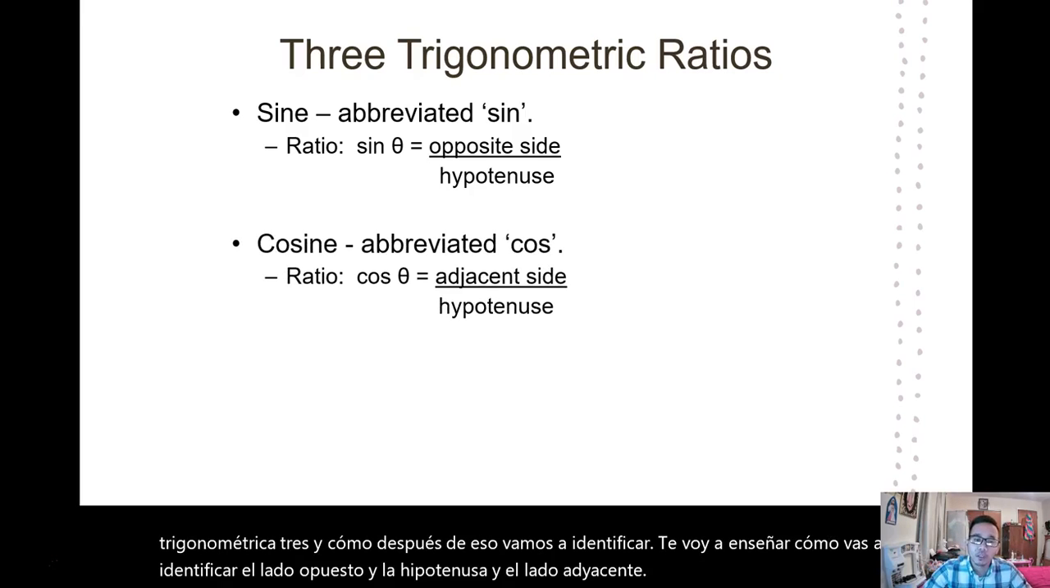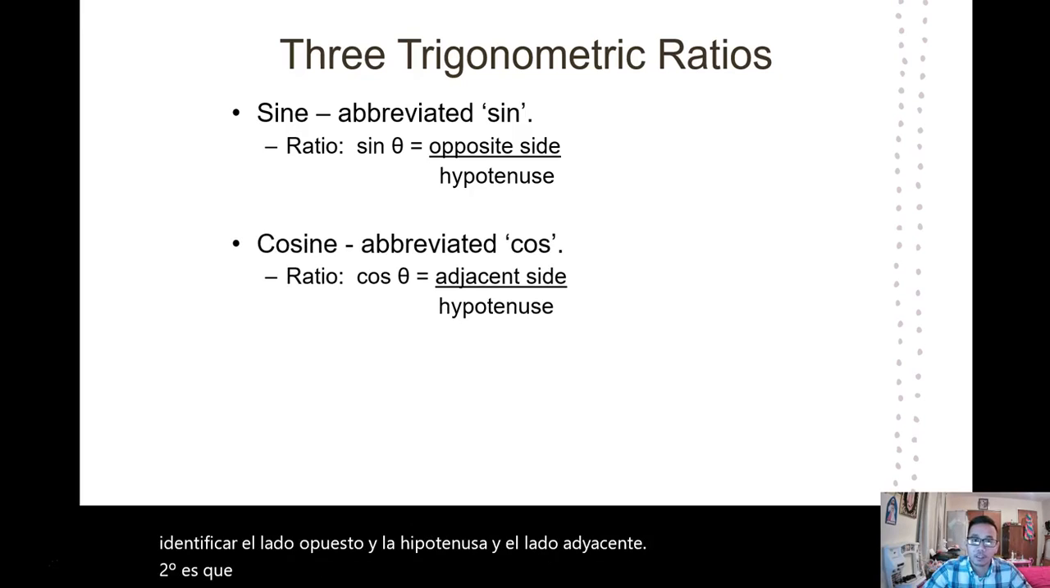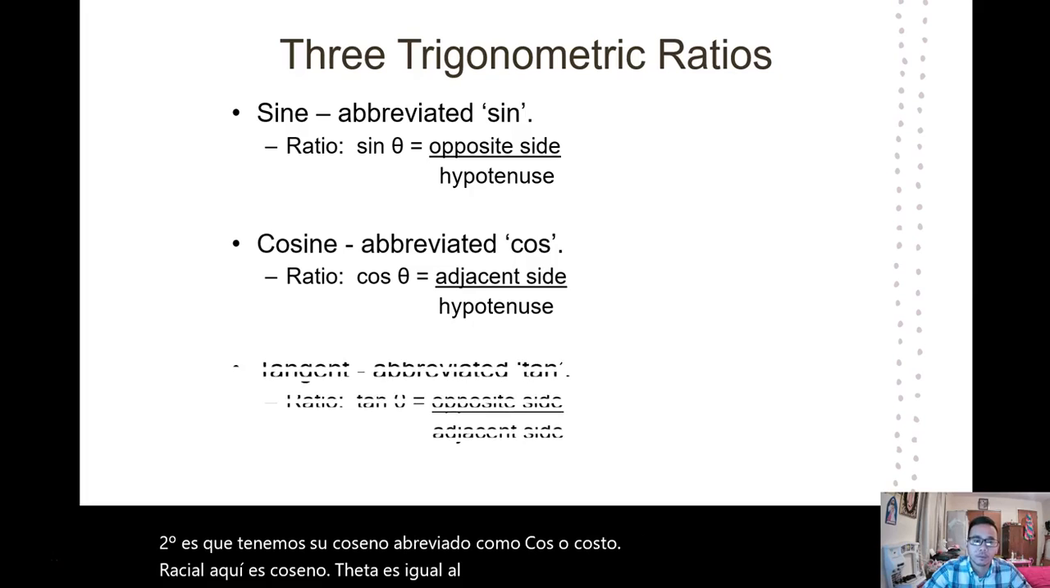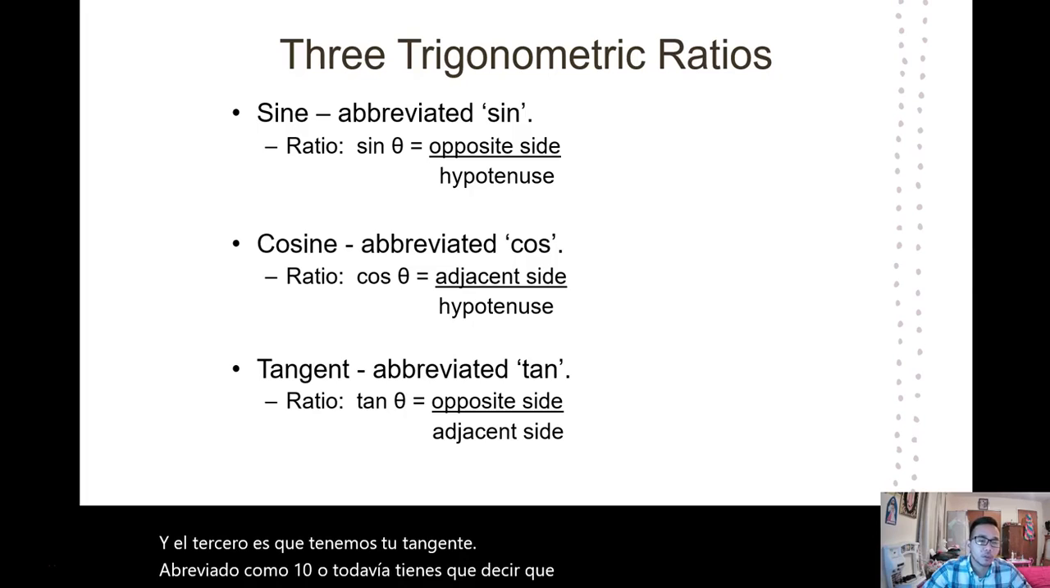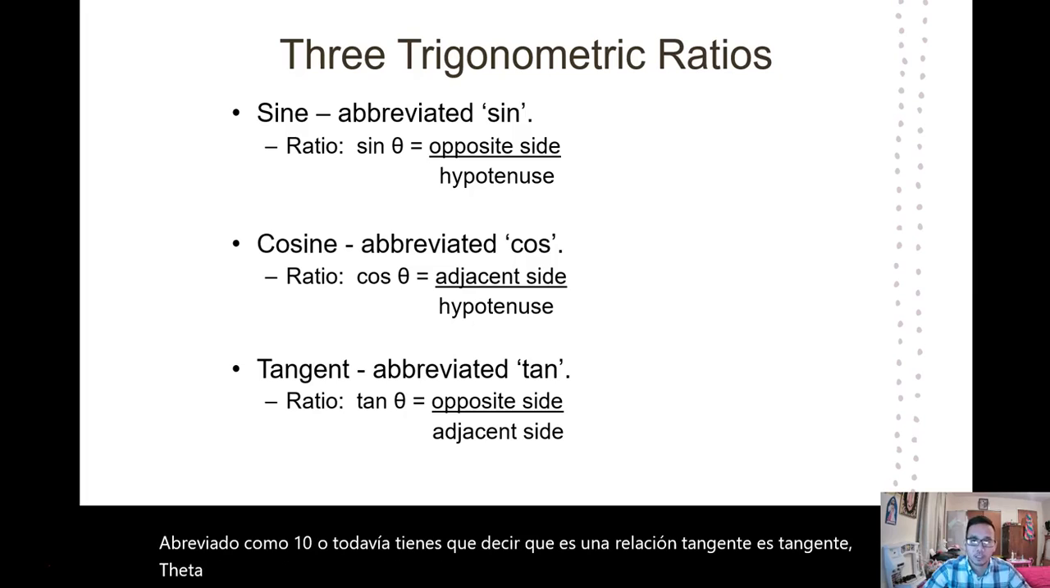Second, we have your cosine, abbreviated as COS. The ratio here is cosine theta is equal to adjacent side over hypotenuse. And the third one is your tangent, abbreviated as tan, though you still have to say it as tangent. The ratio is tangent theta is equal to opposite side over adjacent.